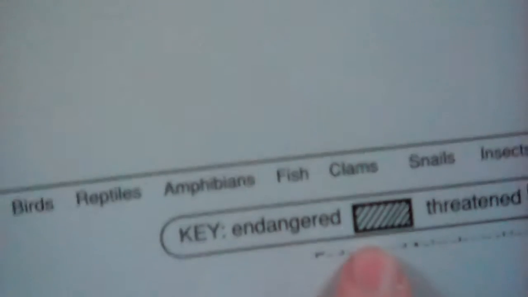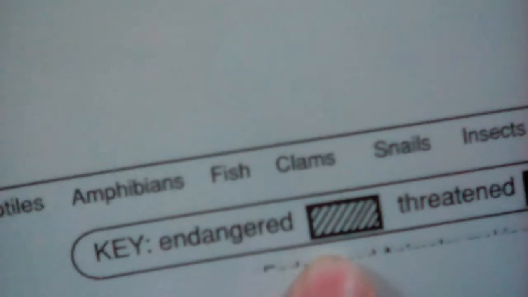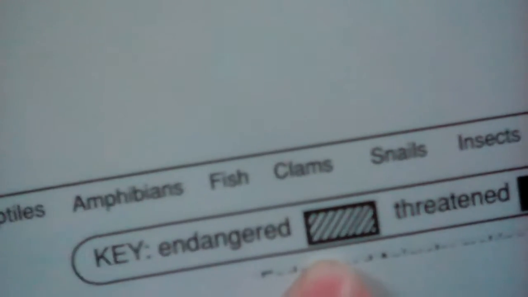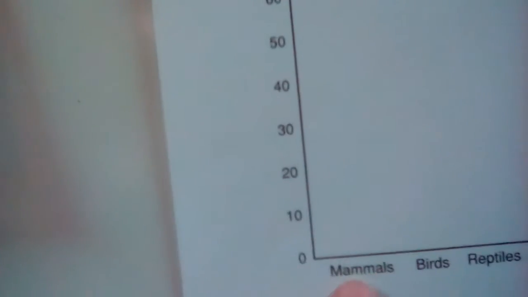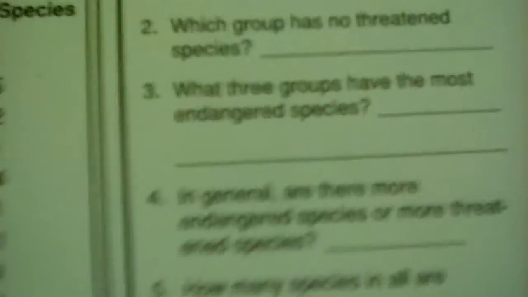Now your key is right here. Endangered has diagonal lines, and threatened is just solid black. So that really long one would be all those diagonal lines, and the short one, with only 9 threatened species, would be solid black. Then you would go to the birds and the reptiles. They are all listed right here, and there are some questions on the side that you'll have to answer.